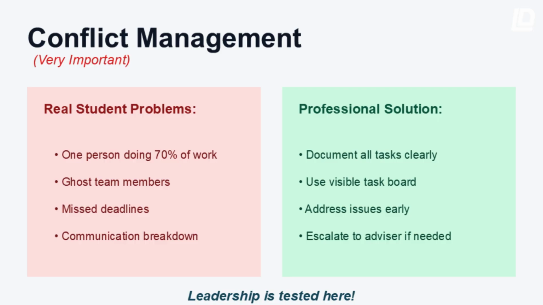Document all tasks clearly on your task board. Make everything visible. Use that visible task board so there's no ambiguity about who's supposed to do what. Address issues early. Don't wait until the last week to confront a team member who hasn't contributed. And escalate to your advisor if needed. If you've documented the problem and tried to solve it, your advisor can help.